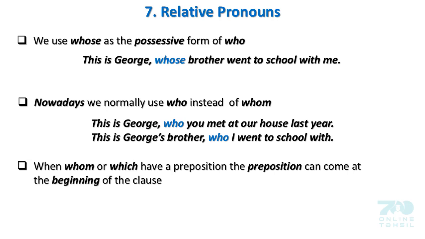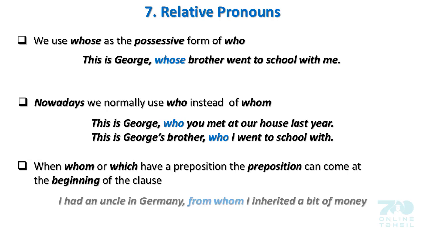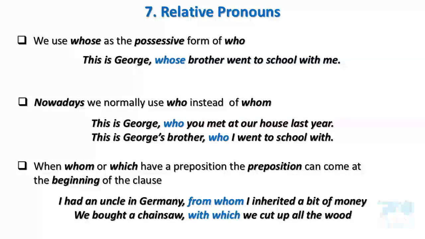When whom or which have a preposition, the preposition can come at the beginning of the clause. I had an uncle in Germany, from whom I inherited a bit of money. We bought a chainsaw, with which we cut up all the wood.